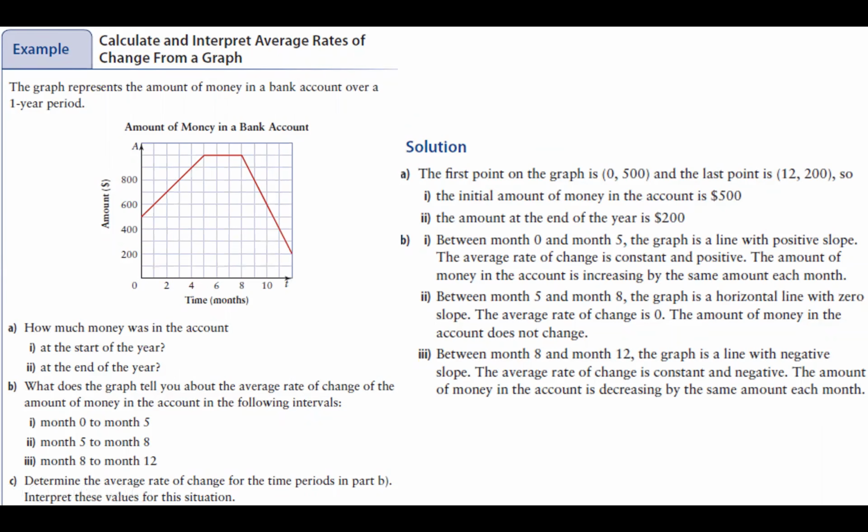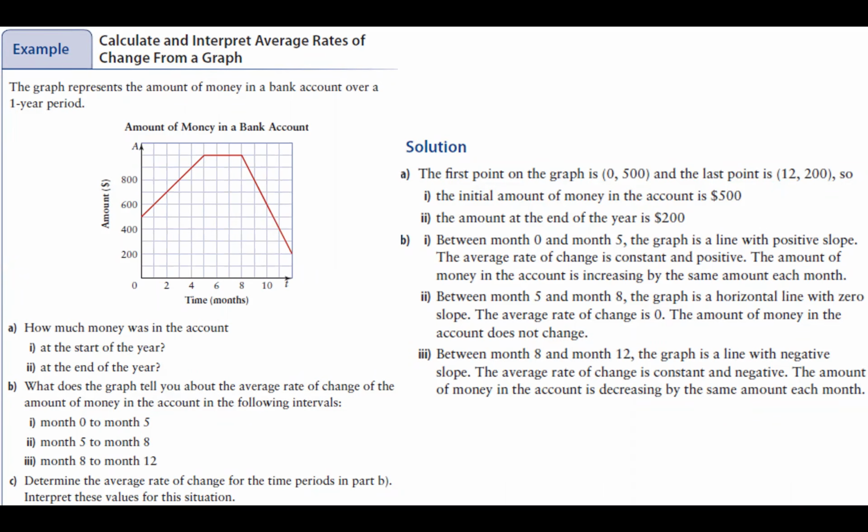The first point on the graph is here, which has coordinate (0, 500). And the last point is (12, 200). So first, the initial amount of money in this account is 500, right? And the amount at the end of this year is 200.